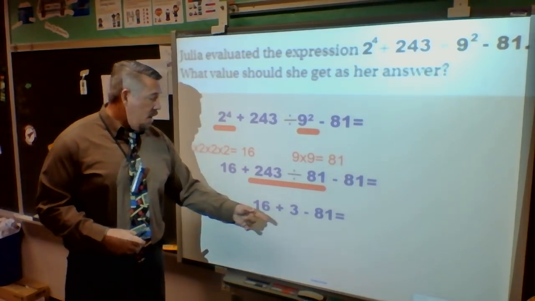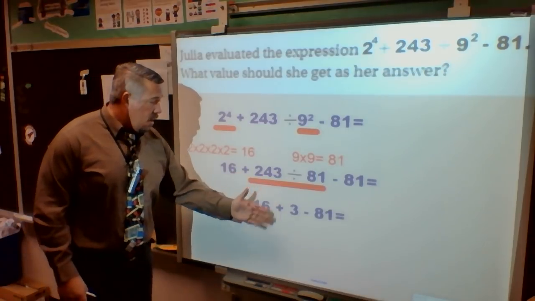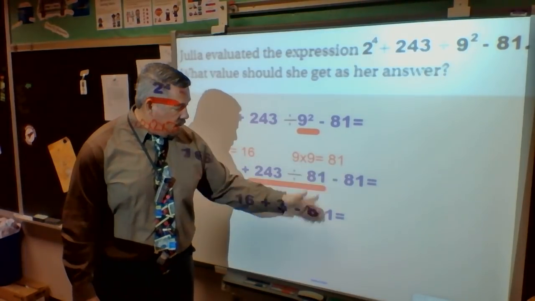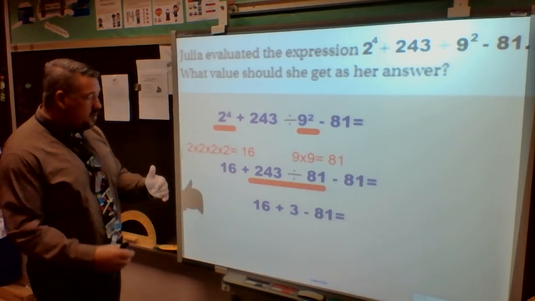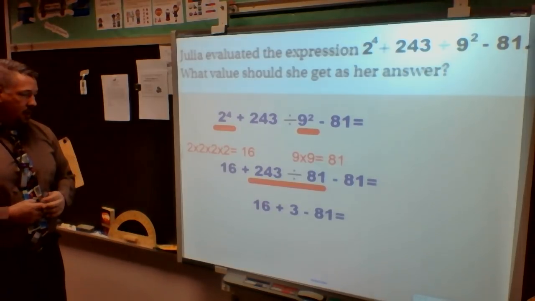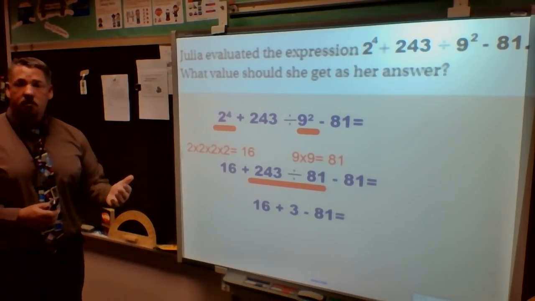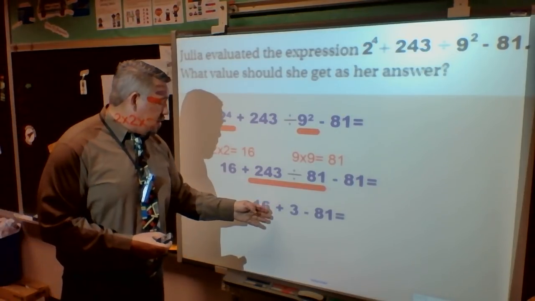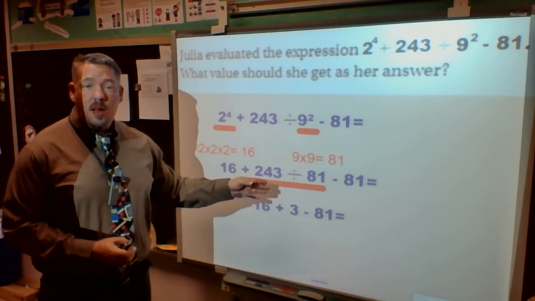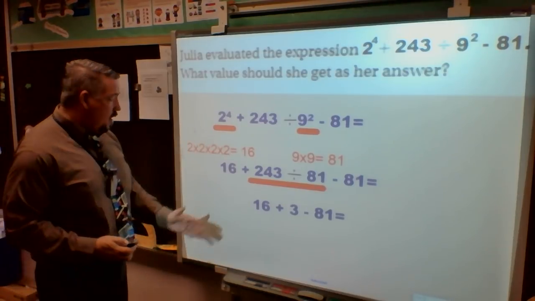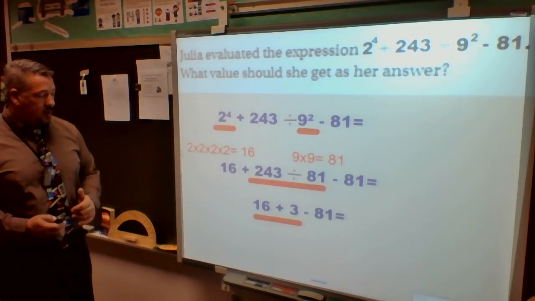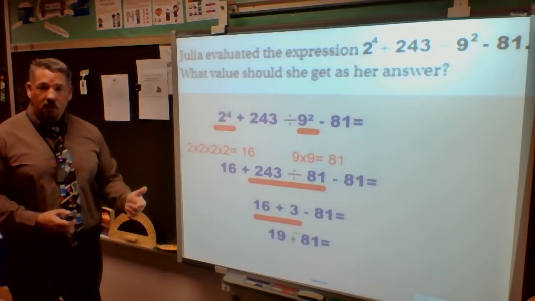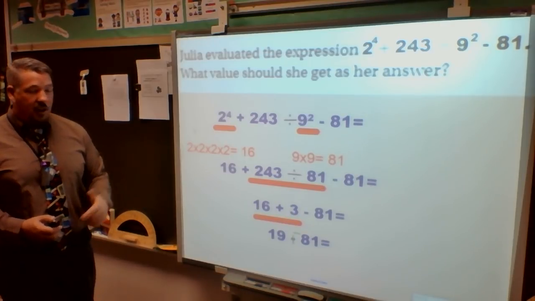I keep my 3 and I drop everything else down in the same order. So now what am I going to do? Well, addition and subtraction is the only thing that's left. They happen to be in that order, but if subtraction was up front and addition was in the back, I would still start at the left. I'm going to start with 16 plus 3, which is what? 19. And 19 minus 81.